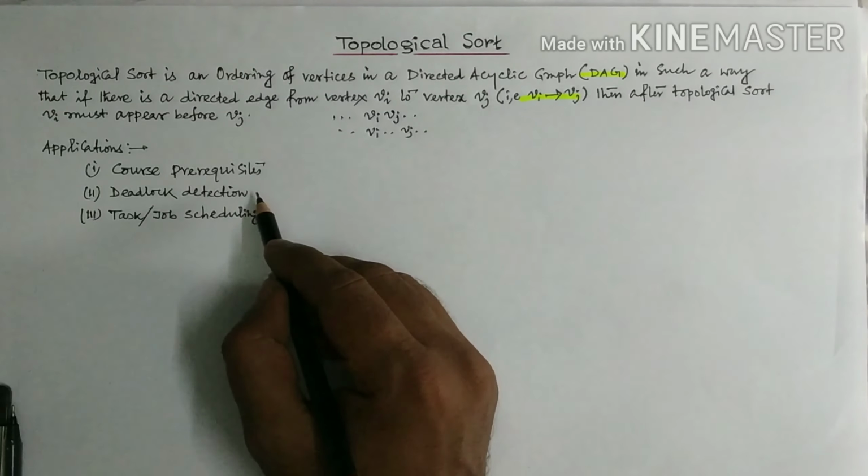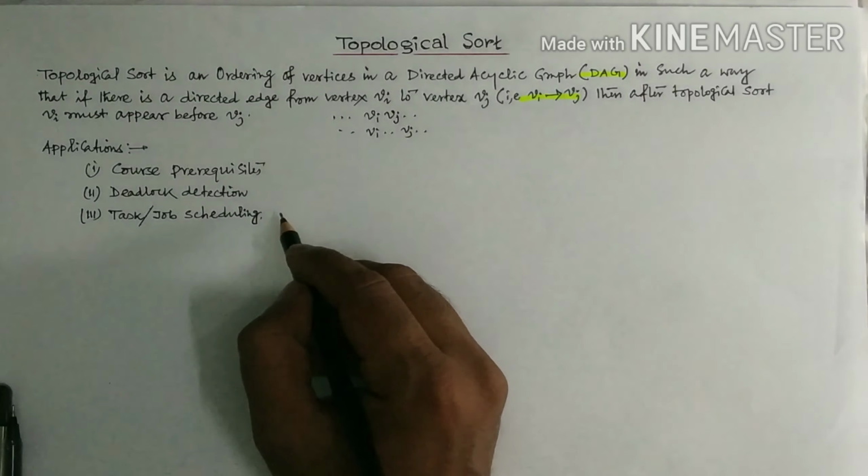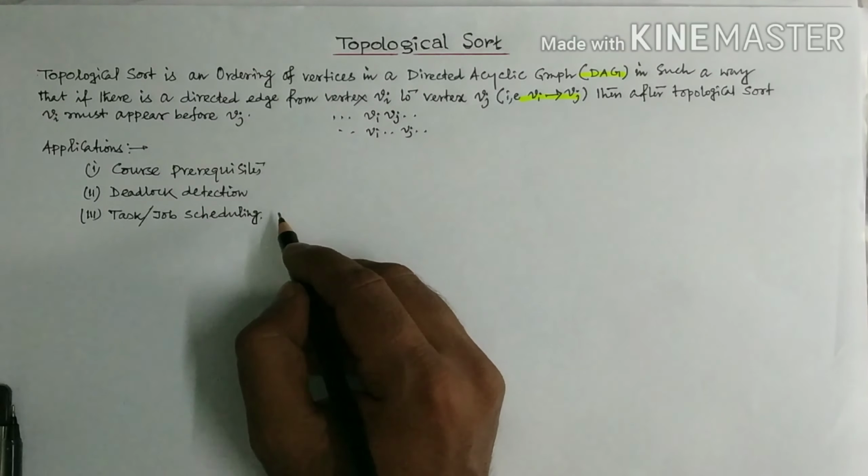It can also be used for deadlock detection as well as task or job scheduling based on their dependencies. So basically, when items have some dependencies among others, using topological sort we can prepare a list according to the completion time. In a so-called sorting algorithm, we always get a unique sorted list, but in the case of topological sort, we may or may not get a unique solution. That is the disadvantage of topological sort.